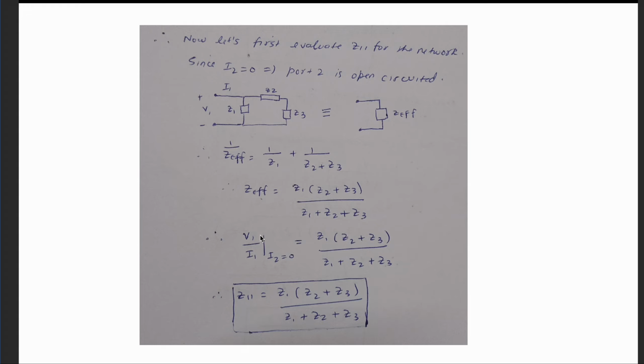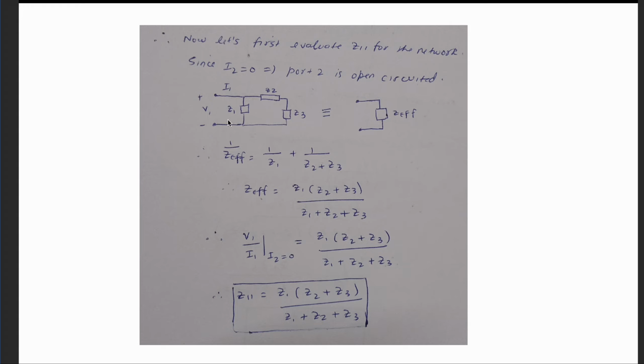Therefore V1 upon I1, given that I2 is equal to 0, is equal to Z effective, which is Z1 times (Z2 plus Z3) upon (Z1 plus Z2 plus Z3). Therefore the Z11 parameter of this given network can be written as Z1 times (Z2 plus Z3) divided by (Z1 plus Z2 plus Z3). Okay, so this is how you calculate the Z11 of this circuit. First of all, you just need to keep in mind that your I2 is 0, therefore no current is flowing from here.